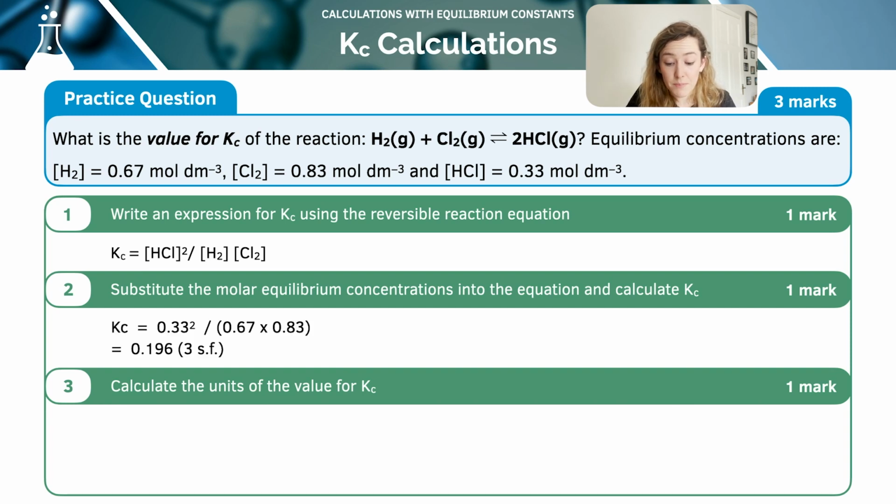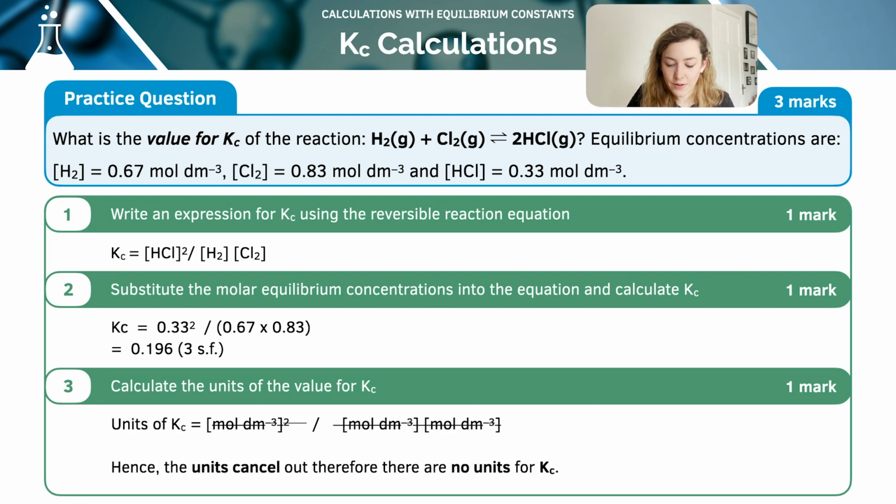Then I'm just going to sub my numbers in. So I'm going to find out what my concentration is for HCl. It's 0.33. So plug it in. 0.33 squared, don't forget the square, divided by the concentration of hydrogen, 0.67, times the concentration of the chlorine, 0.83. And that's my answer, 0.196. Finally, I need to calculate the units.